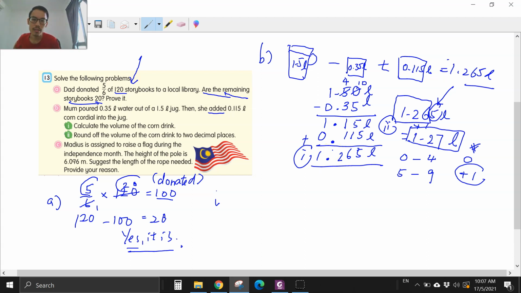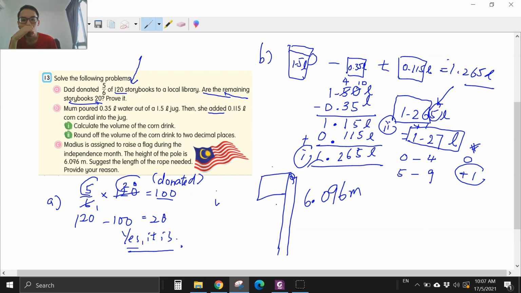Okay, for 13C, Madius is assigned to raise a flag. The height is 6.096 meters. Suggest the length of the rope needed. The height of the pole. So tiang bendera dia is 6.096 meters. And then suggest the length of the rope needed.